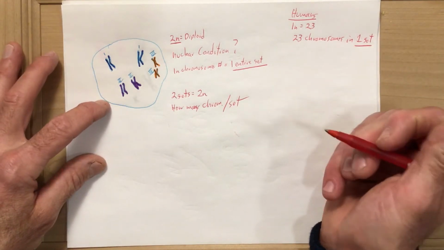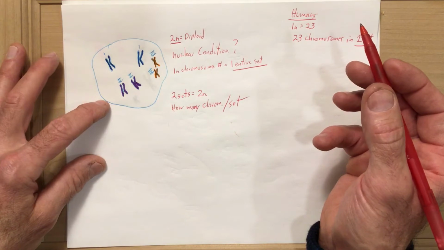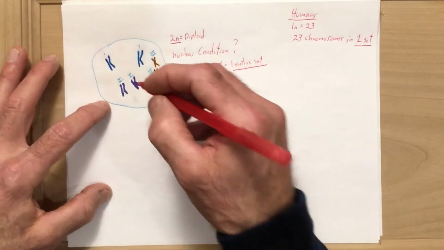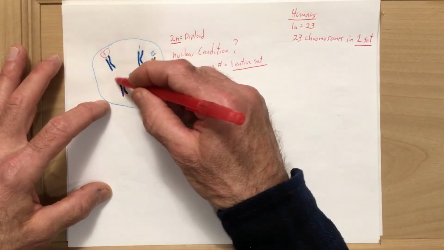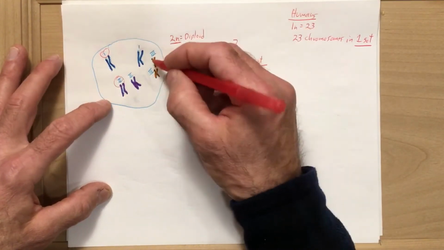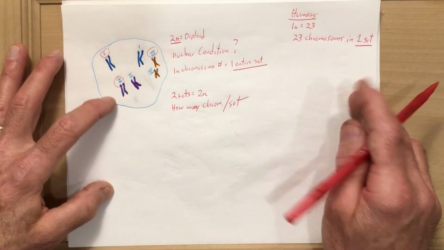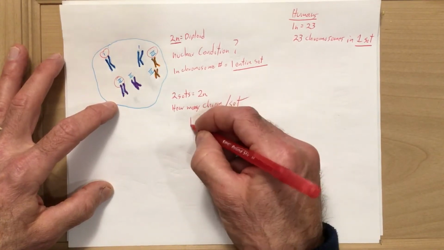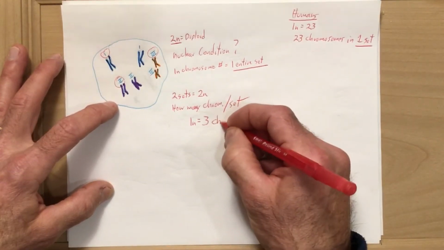Well, it's easy to figure out. You just figure out how many individual chromosomes are completely different than all the other ones. And I've already made this one easy because I've numbered them. So there's a 1, that's a homologous pair. That's 2, that's its homolog. And there's 3, so that's its homolog. So in other words, in this particular cell, the 1N number is 3 chromosomes.